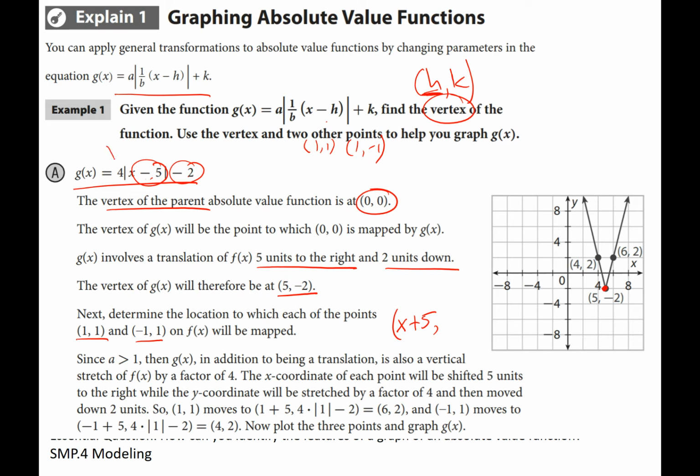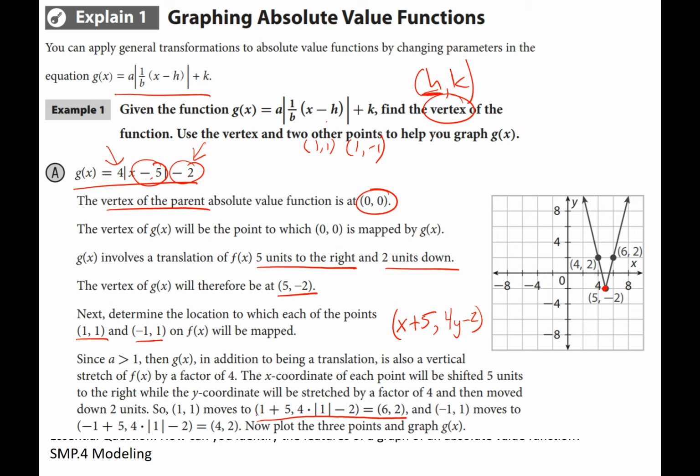The y value is being affected by the 4 in front, so it's being scaled by 4, and it's being subtracted 2. So we would say 4y minus 2. That's the transformation we're really applying to this function. So I would plug these numbers in. That's what they did right here.